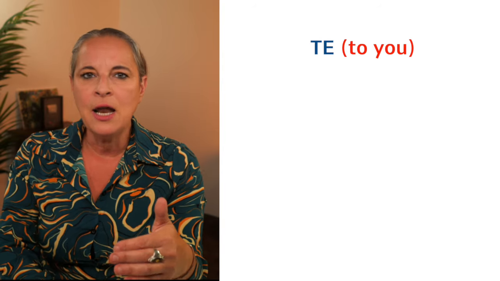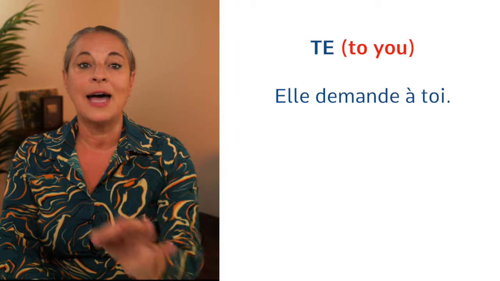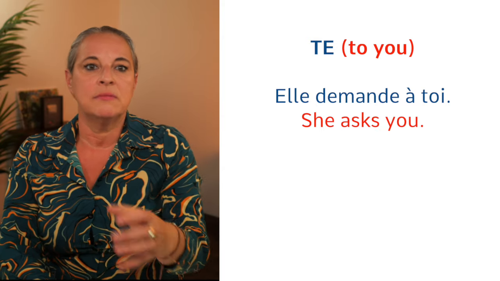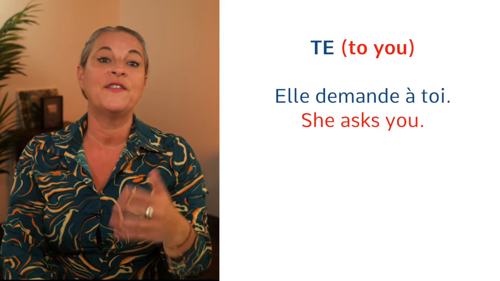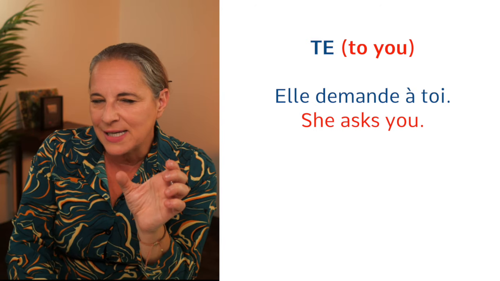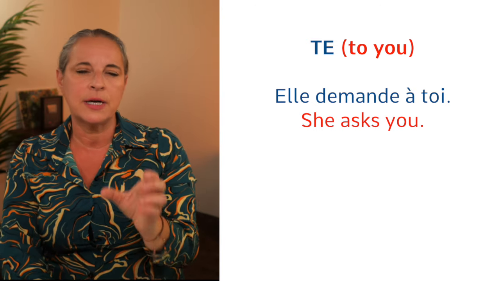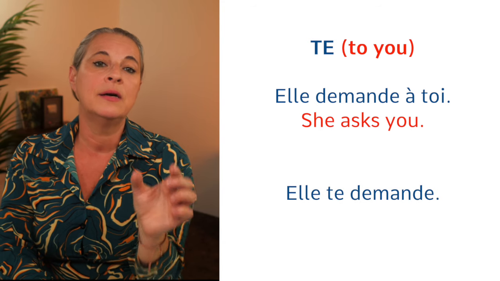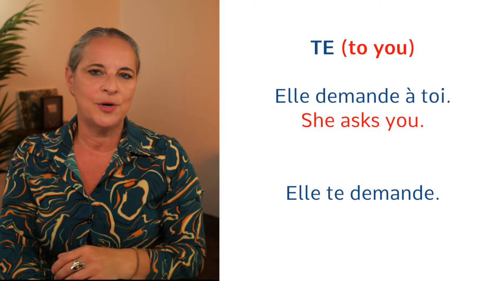And the same goes for to you. To you would be translated in French in an indirect form as te. For example, elle demande à toi. She asks you. Effectively, that's what we want to say. Elle demande. So you want to replace à toi by an indirect object pronoun, it becomes elle te demande.